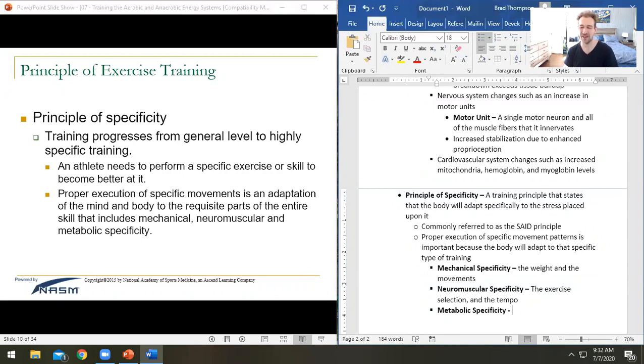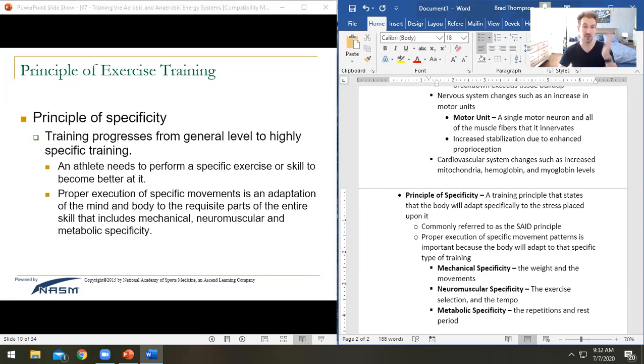And so your metabolic specificity is what energy system are you targeting? Are you trying to develop endurance? High repetition. Are you trying to develop strength? Low repetition. Are you trying to gain size? Medium repetition, right? And so this is going to be the repetitions and rest period, right?